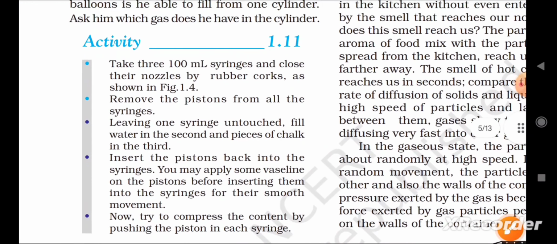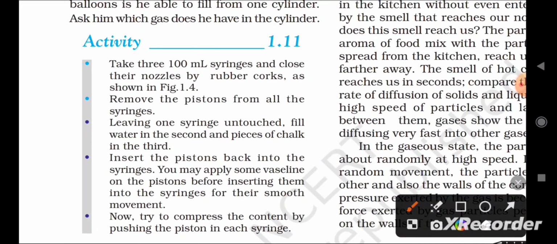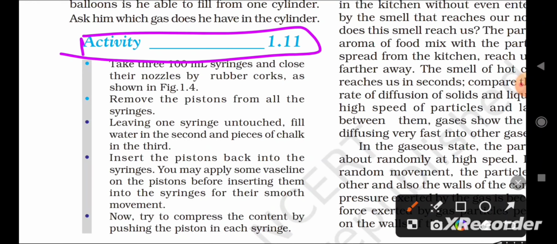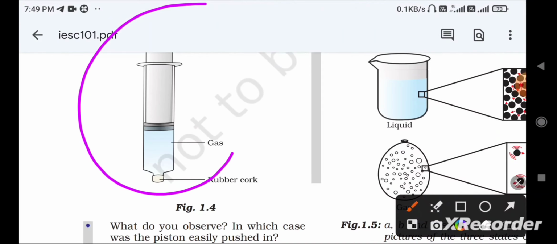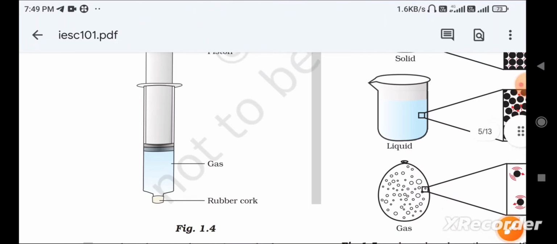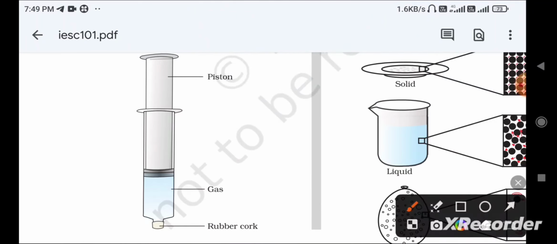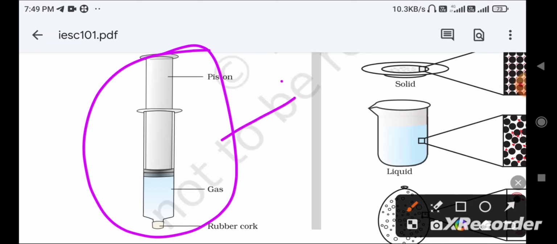Next, to understand the properties of the gaseous state, do the simple activities given here. Activity 1.11. Take 300 ml syringes and close their nozzles with a rubber cork as shown in figure 1.4. Okay, you have to take syringes as shown in this figure. You have already seen them several times whenever you visited the hospital, where the doctor gives an injection for treatment. This is called a syringe, this is called a piston, and this is called a nozzle, and the nozzle is packed with a rubber cork.